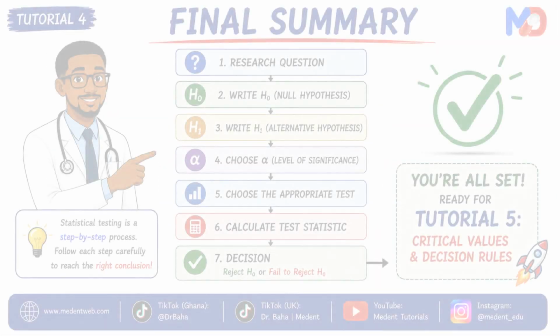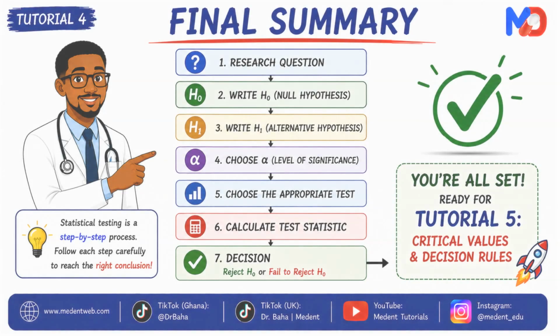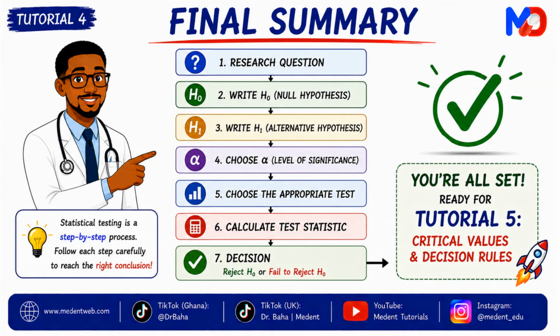Congratulations! You now understand the meaning of the level of significance and why it is one of the most important concepts in hypothesis testing. Before performing any statistical test, you must first decide on which alpha level, because it determines how much evidence is needed to reject the null hypothesis. In our next tutorial, we will learn about the critical values and decision rules, where you use alpha to determine exactly when to reject or fail to reject the null hypothesis.